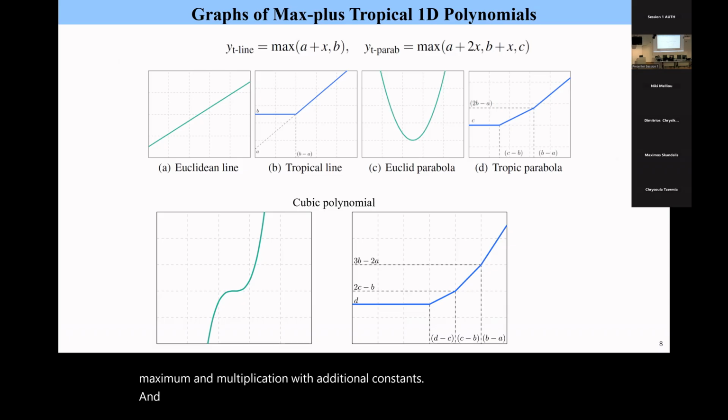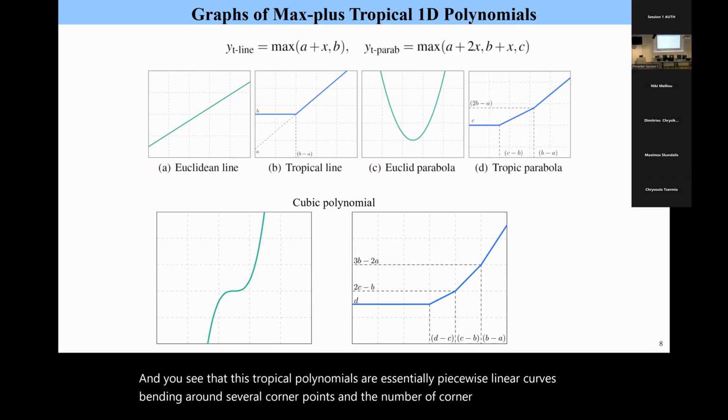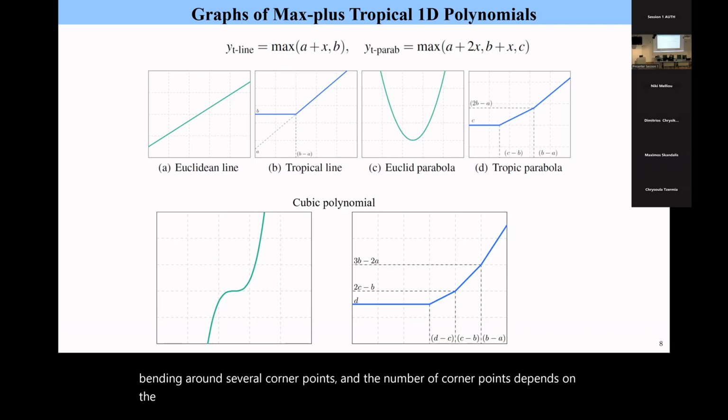And you see that these tropical polynomials are essentially piecewise linear curves bending around several corner points. And the number of corner points depends on the degree of this tropical polynomial.